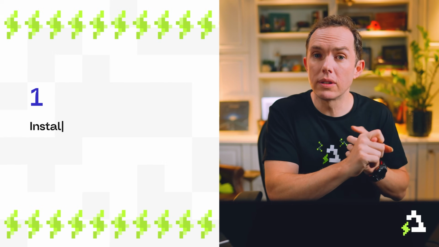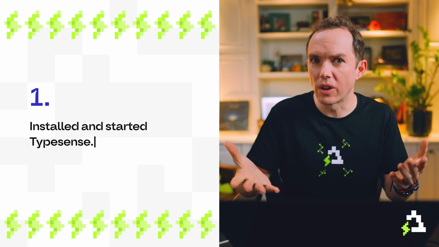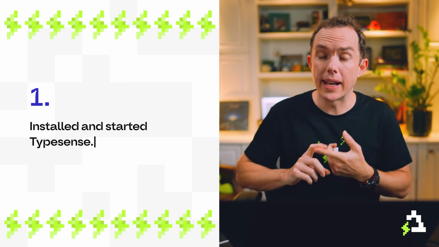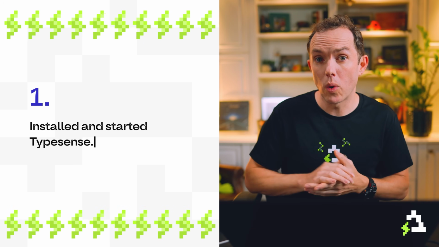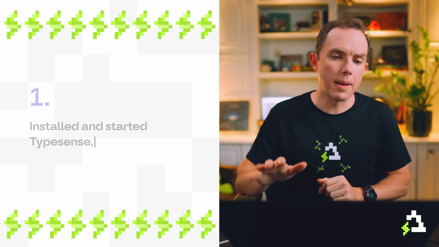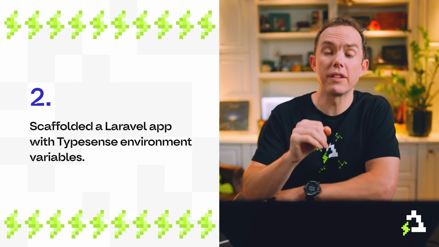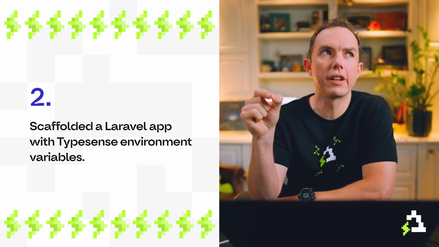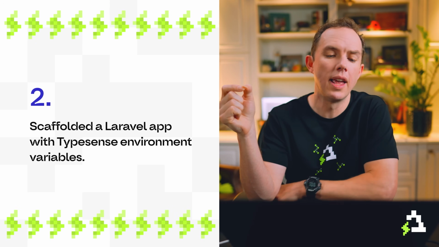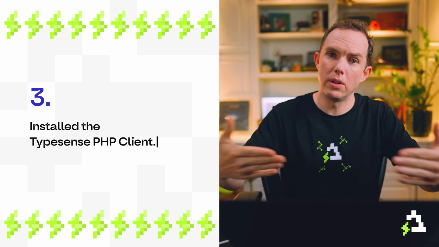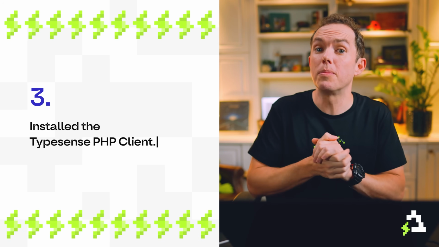So yeah, think about what we did in this video. We installed Typesense Server. We started it. We verified that it was up and running by making that curl request, right? Then we set up a fresh Laravel app and we assigned some initial Typesense-specific environment variables. And then finally, we finished up by pulling in the Typesense PHP client that we're going to make use of in the next episode. I'll see you then.